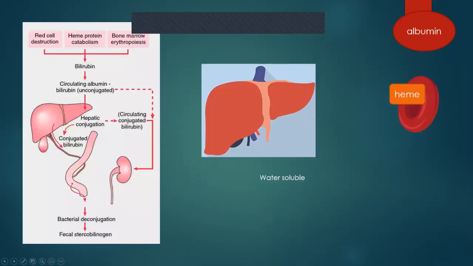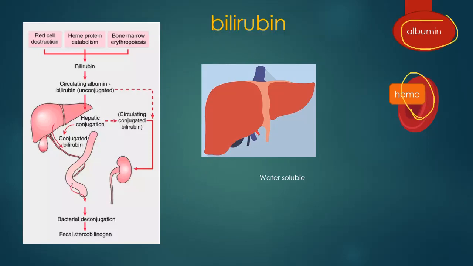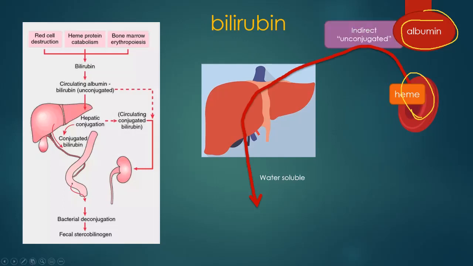Okay, so let me talk for just a brief instance on the bilirubin here. We have our heme group, or our red blood cell right here, and we have our albumin floating in the blood, right? And what's going to happen is our red blood cell dies and our heme group is going to bind to our albumin, and it's going to be our indirect or unconjugated bilirubin.